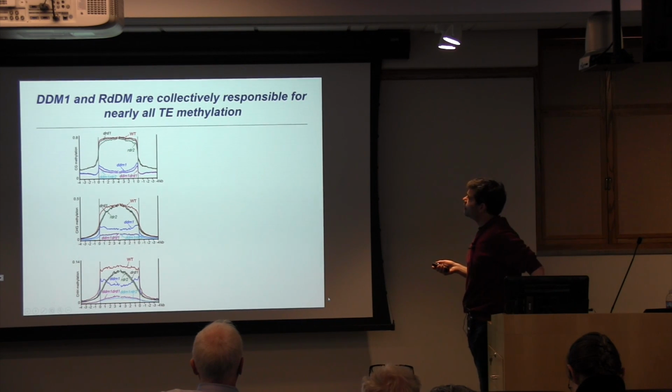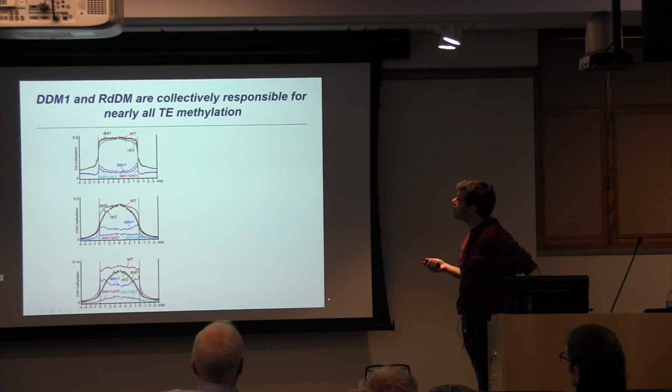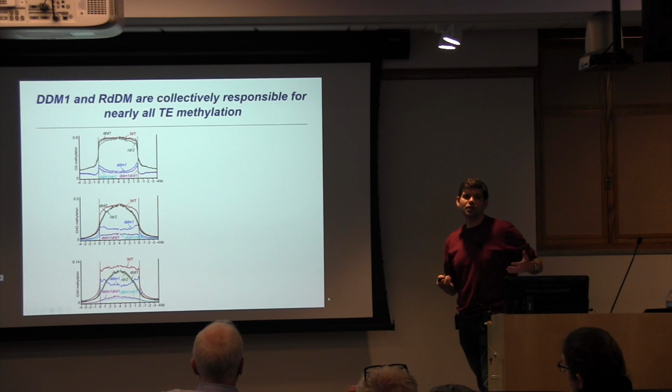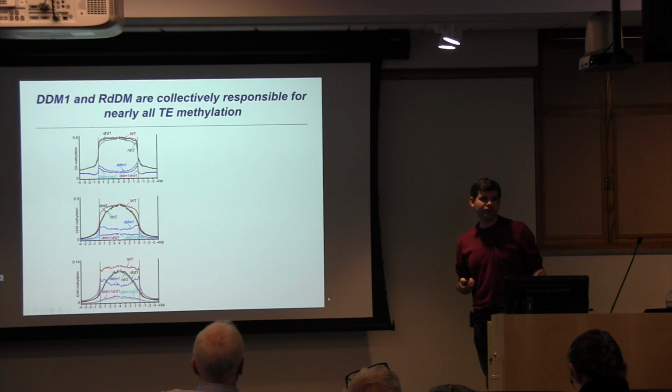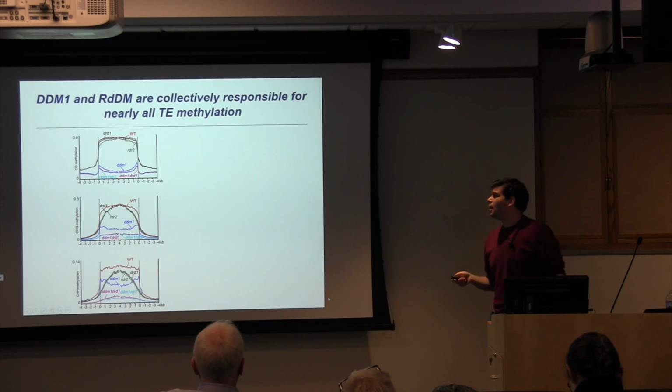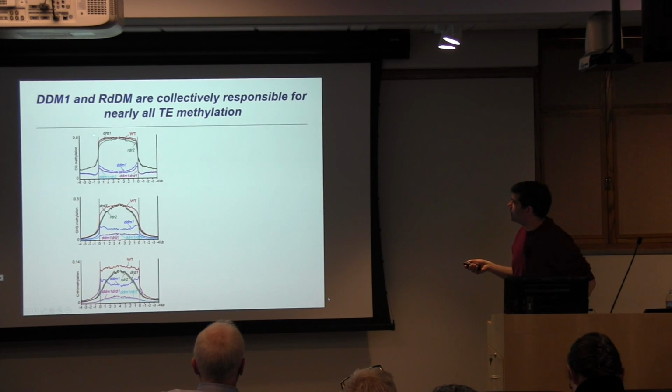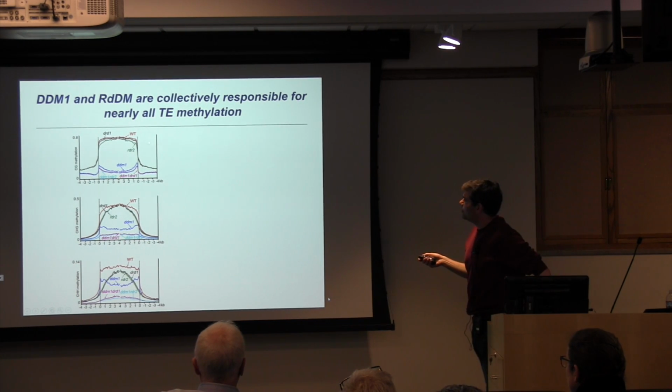And I'll be showing you quite a lot of these plots. These are meta-analyses that show an averaging of all the DNA methylation of a particular kind of sequence. In this case, transposons. I'll always be showing you transposons. Transposons are aligned at the 5' end and the 3' end, and then the methylation across all transposons is averaged in both directions. So we're getting an average amount of DNA methylation for CG, CHG, and CHH.